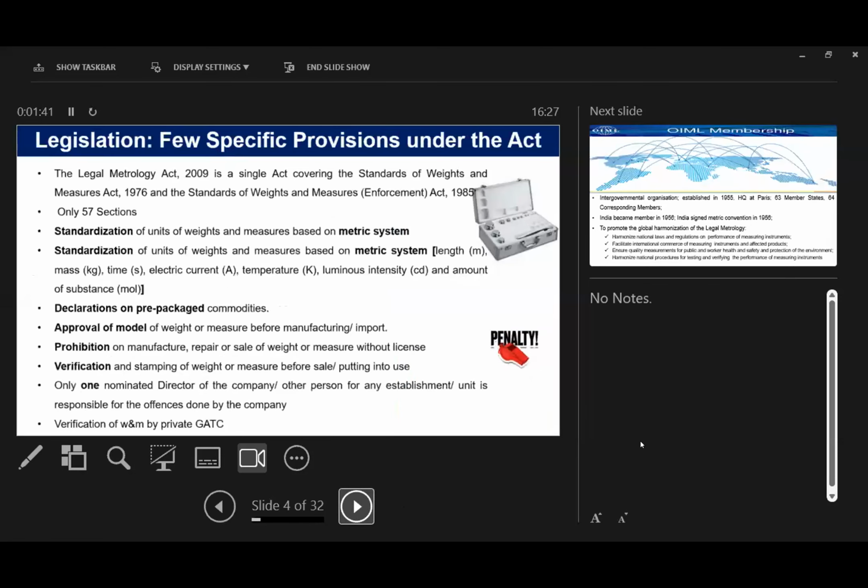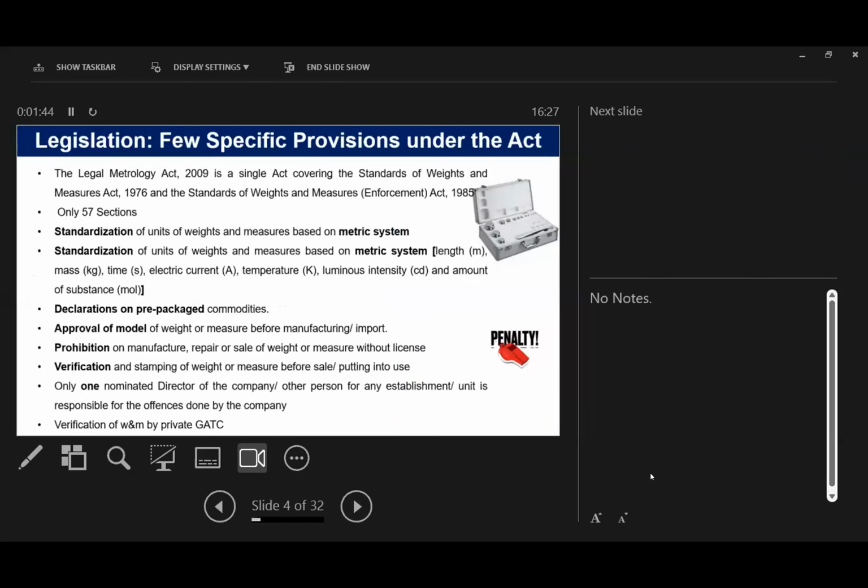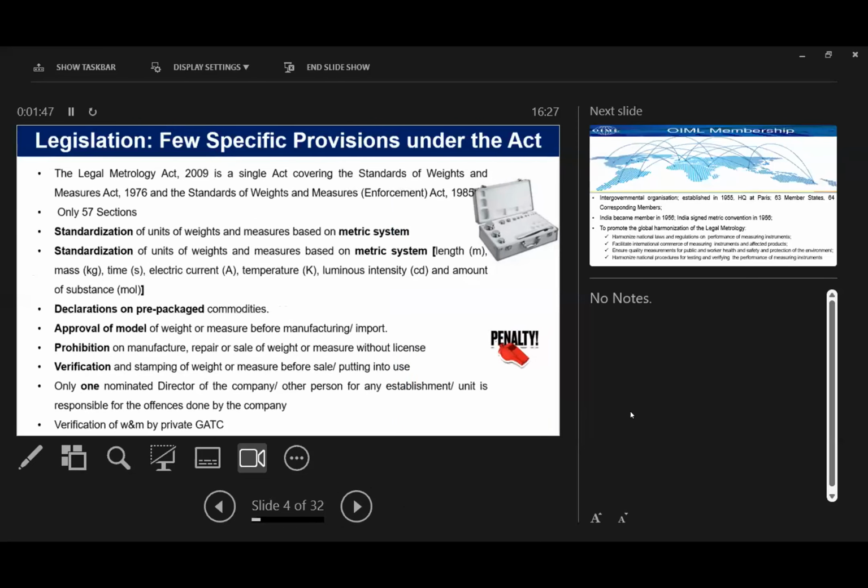Thank you. This Legal Metrology Act 2009 is a very small and simple act. It only has 57 sections, and it is basically for the standardization of units of weights and measures based on the metric system, like length is in meter, mass is in kilogram, electric current is in ampere, time is in seconds. So like that, we have all types of standards of weights and measures which we have maintained.